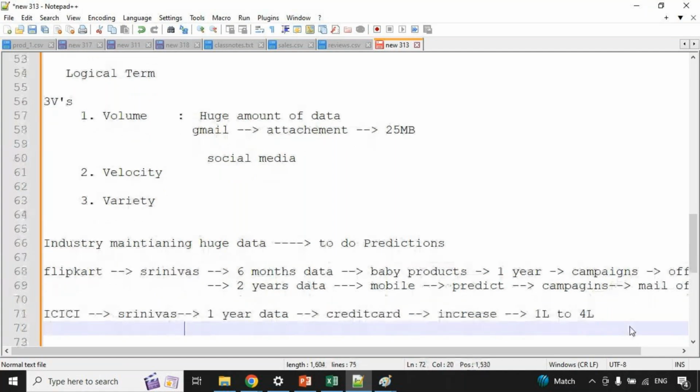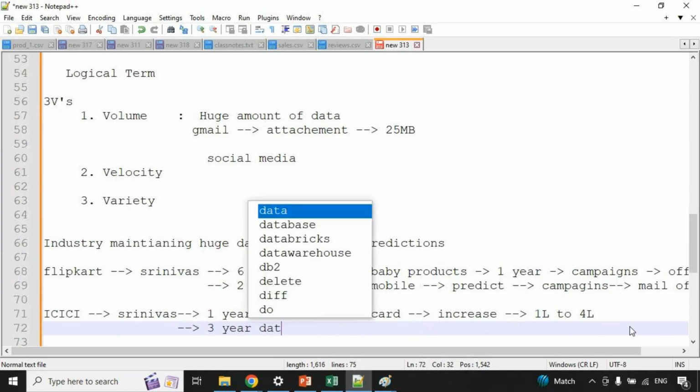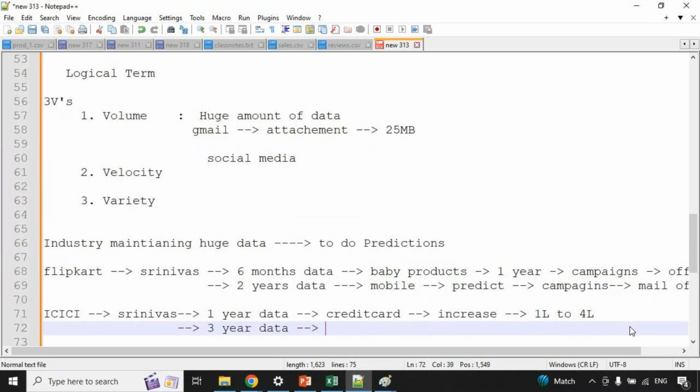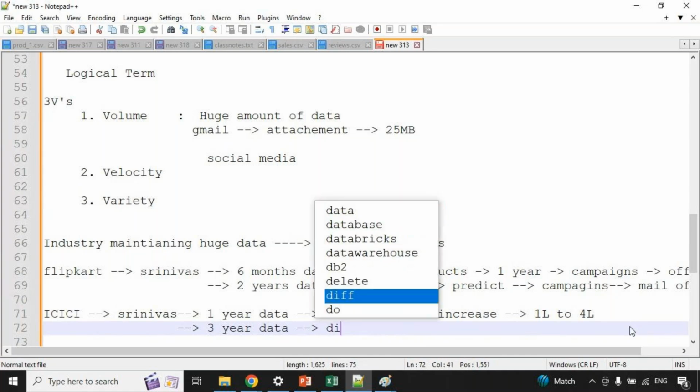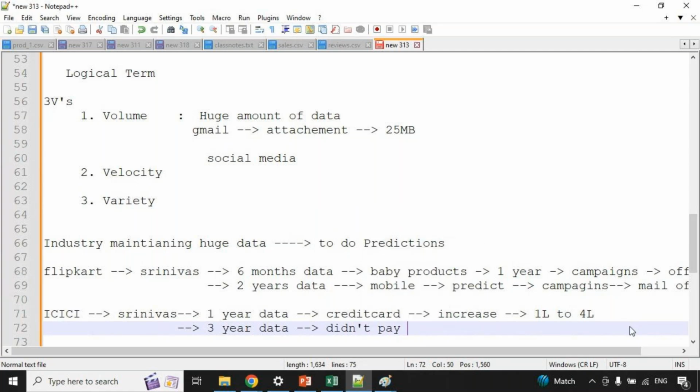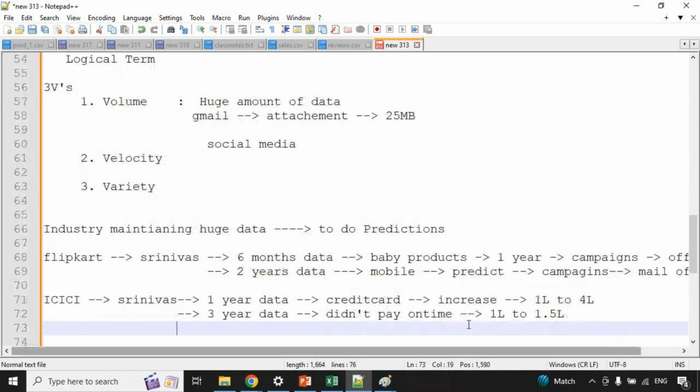For suppose they have my 3 years of data. By observing my 3 years, in the first 2 years I did not pay on time. I paid only in the last 1 year. So they don't want to take a risk, and they can increase the limit from 1 lakh to only 1.5 lakh. Because of the huge amount of data, they can make predictions. They can make decisions as well.